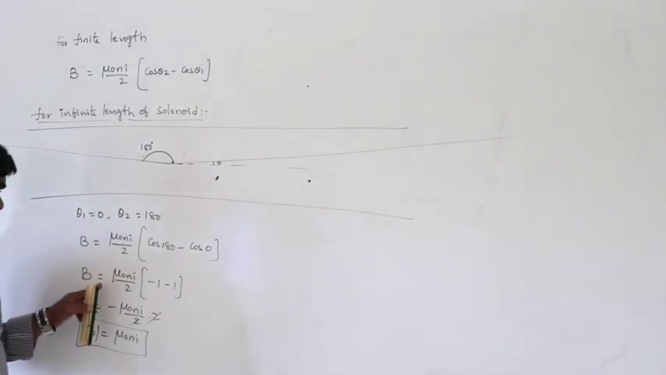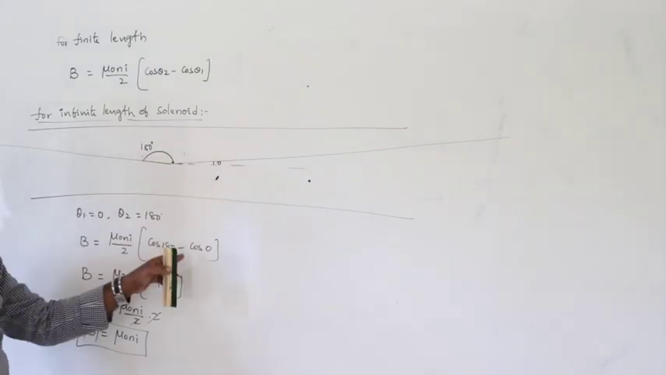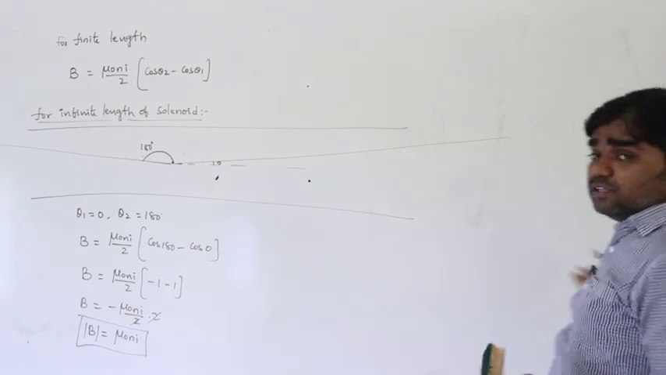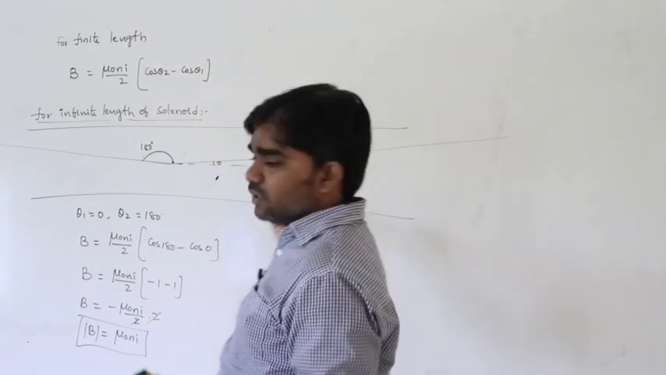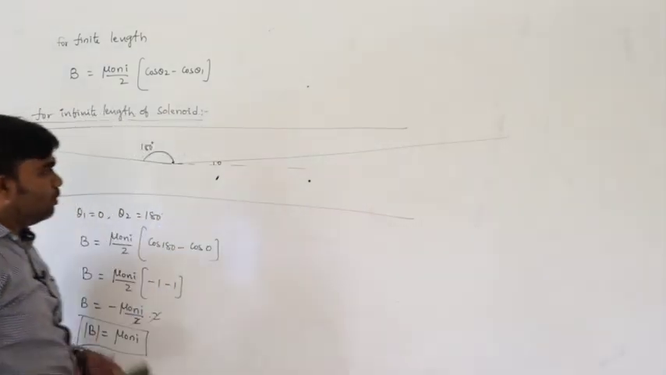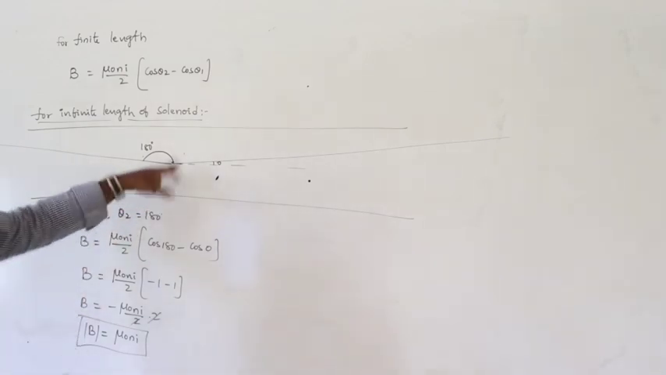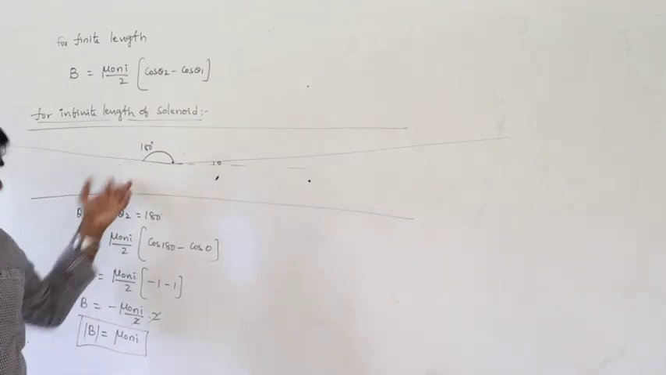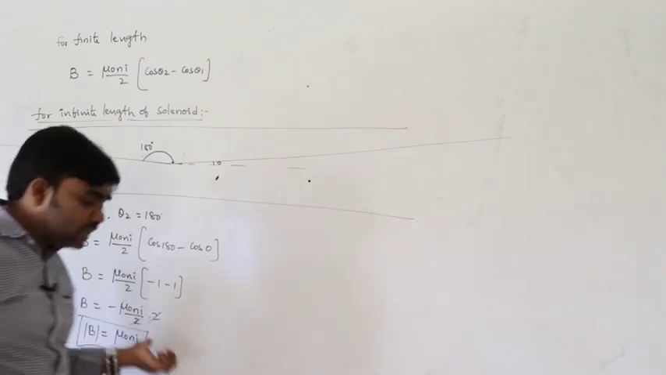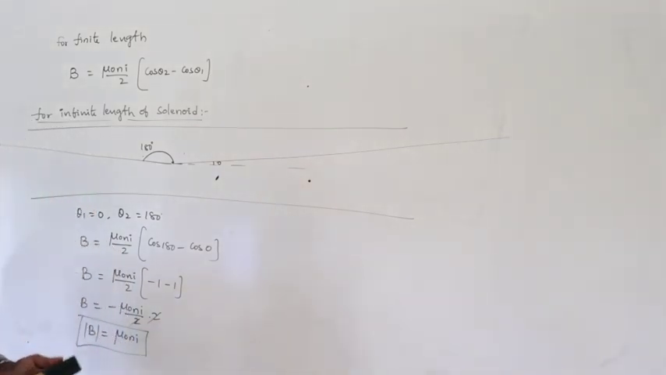See here. So for infinite length, B is equal to mu naught Ni by 2 into cos, where one angle is 0 and another angle is 180. Why is it 0? Because it is of infinite length. It is not possible to know where it ends, that's why it is 0. At this end also, where it ends we don't know, that's why this angle is 180. So cos 0 minus cos 180 gives 2, and the magnetic field due to the solenoid of infinite length is mu naught Ni.